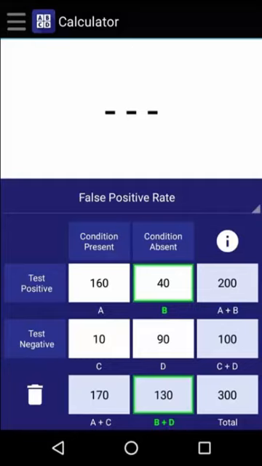Now, to calculate the false positive rate, we need to divide 40 by 130. In doing so, we find that the false positive rate is 31%. So despite having both positive and negative predictive values above 80%, the condition was incorrectly detected in 31 out of every 100 people in this cohort without the condition.